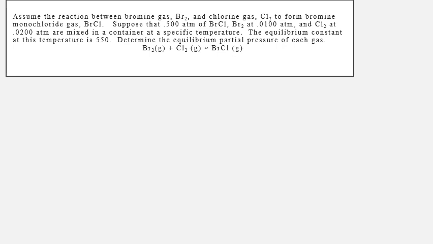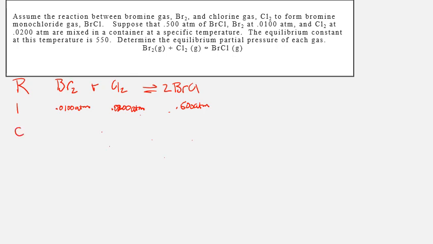So I'm going to first start off again by setting up my ICE table. So as I set that up, I have the Br2 plus the Cl2 forming the 2BrCl once it's balanced. And now from here, I can put in my initial partial pressures. So I have an initial partial pressure of Br2 of 0.0100 atm, 0.0200 atm for the chlorine, and 0.500 atm for the BrCl. For my C, I have x, x, and 2 times x.